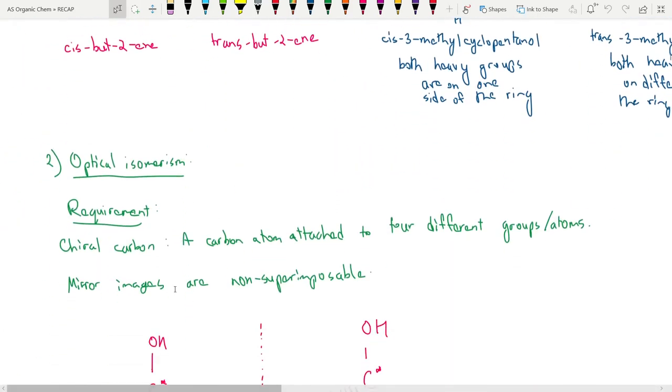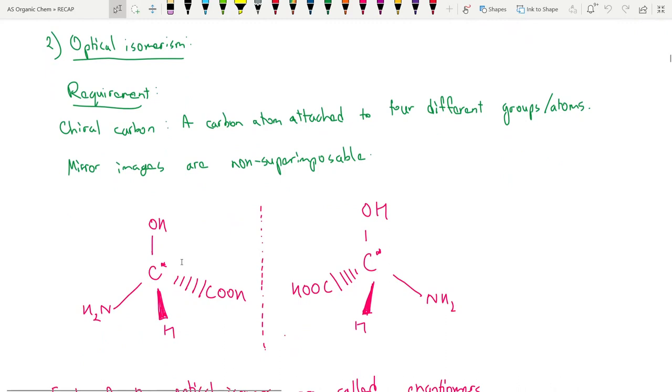For optical isomerism, we require a chiral carbon or an asymmetric carbon. It's a carbon atom attached to 4 different groups of atoms or atoms, right? And the mirror images are non-superimposable, as you can see here. You have to make sure that the images are laterally inverted. Look at how I drew the COOH, right? It's laterally inverted.